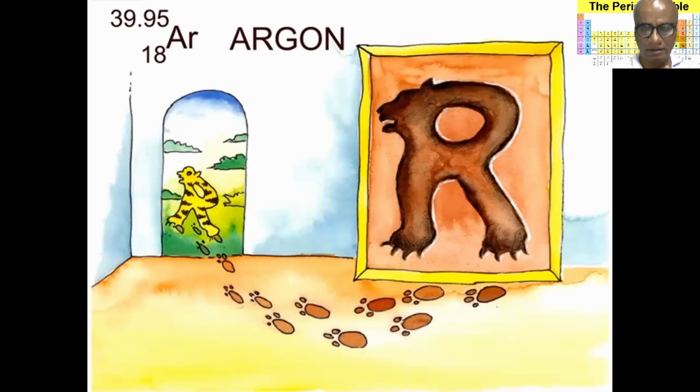One of the furs is in the shape of R. It is walking out from the hotel. So the 18th element is argon.